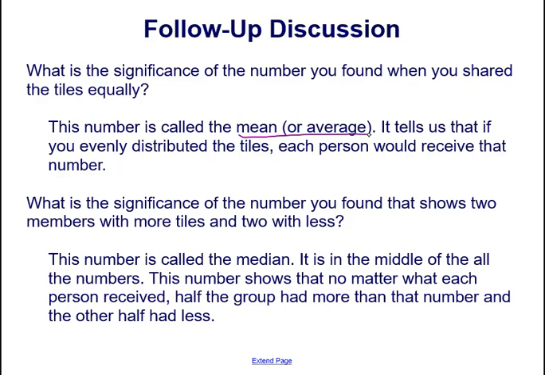And then, what was the significance of the number you found that shows two members with more tiles and two with less? This number is called the median. It is in the middle of all the numbers. This number shows that no matter what each person received, half the group had more than that number and the other half had less.